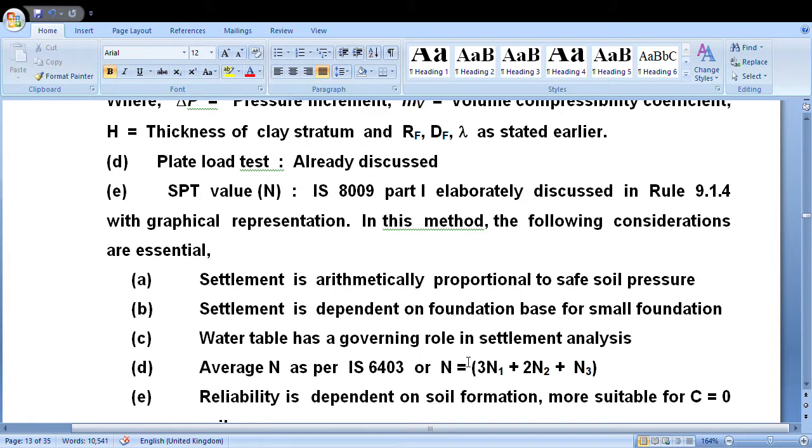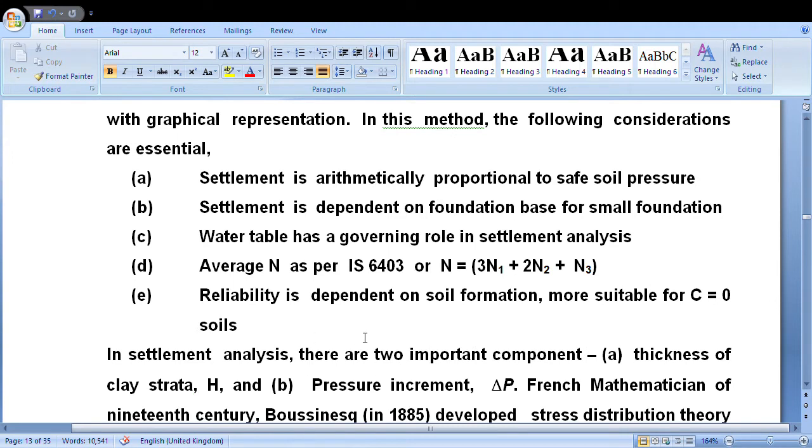Water table has a governing role in settlement analysis. Yes, I do agree, settlement may increase due to saturation condition of the soil. And another aspect is that the N value shall be the weighted average N. The reliability is dependent on soil formation, most suitable for C50 soils only, as I told earlier.